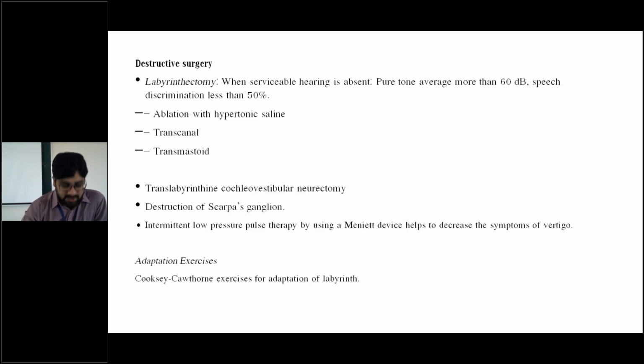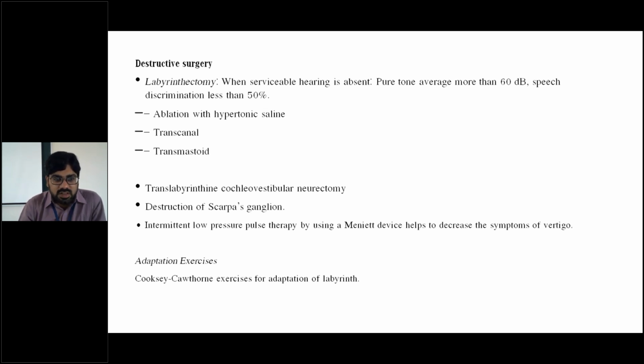Then come the destructive surgeries. What are the destructive surgeries? You can go for a labyrinthectomy. Directly destroy the labyrinth, so that will relieve all the symptoms. When serviceable hearing is absent, the pure tone average is more than 60 decibels and the speech discrimination score is less than 50%, then it's better you go for a labyrinthectomy directly. If he's an old patient, there is no point in maintaining the hearing. So you remove the labyrinth and the patient will get symptoms relieved.